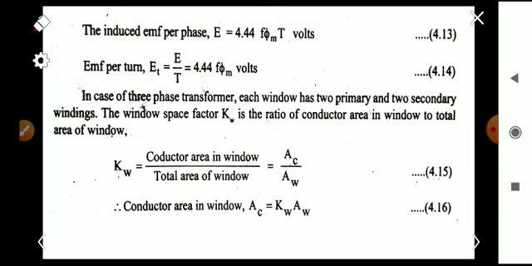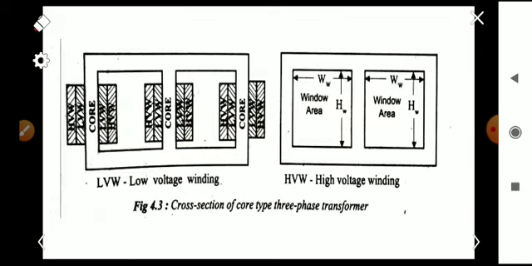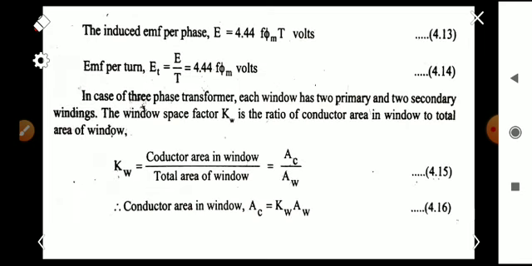In the case of a three-phase transformer, each window has two primary and two secondary windings. So the window space factor, Kw, will be the ratio of conductor area in window by total area in window. The conductor area is represented as Ac and the total area is represented as Aw. So from that, the conductor area in window Ac is equal to Kw into Aw. This is the first equation, that is 4.16. We need this equation for the derivation steps.